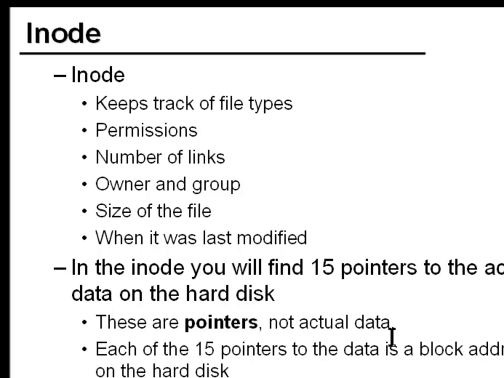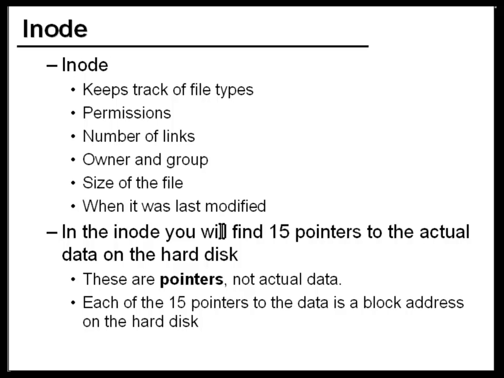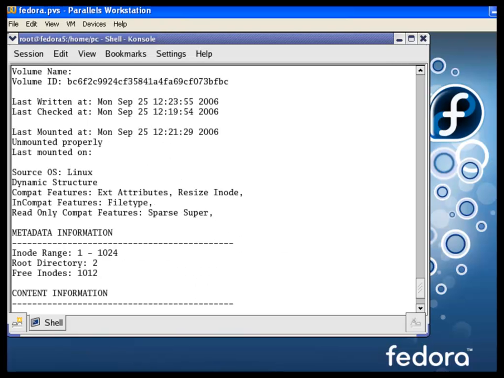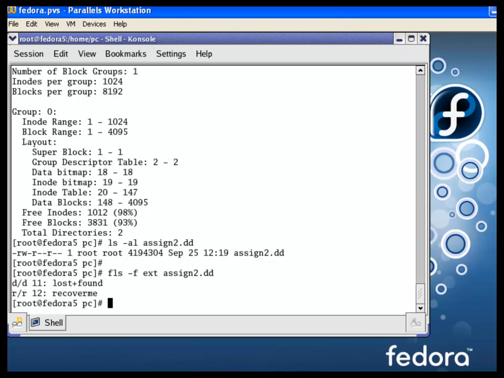Okay, inodes once again keep track of the file types, the permissions, the number of links, the owner and group, the size of the file, and when it was last modified, accessed, and created. And if we go here, let's look at the files that are on this file system. There we go. So there's 2 on there.